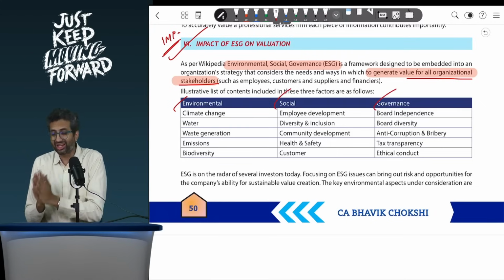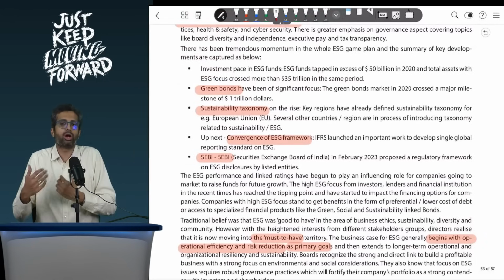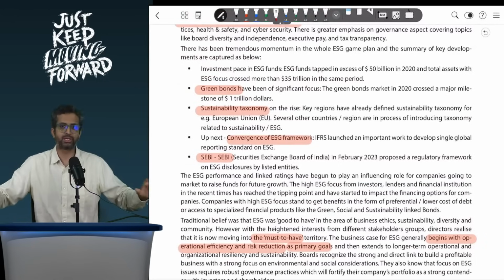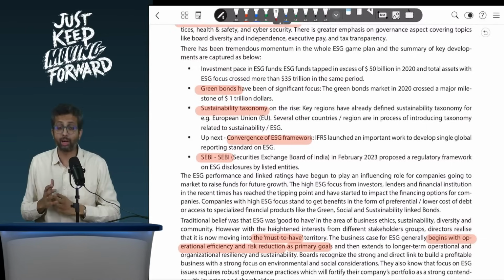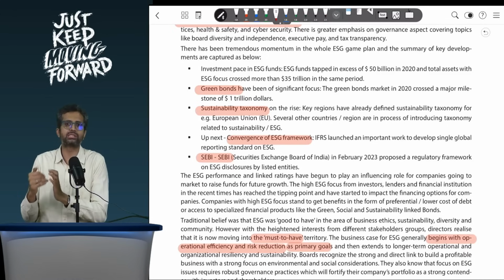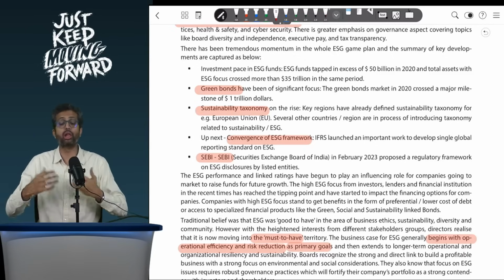Now it is on the radar of the investors. They clearly mention, and rightly so, that earlier it was good to have, and now it is kind of a must have, because a lot of international funds will not invest money in your company if you have an ESG score below a particular level. As a result, ESG is now of very high importance.